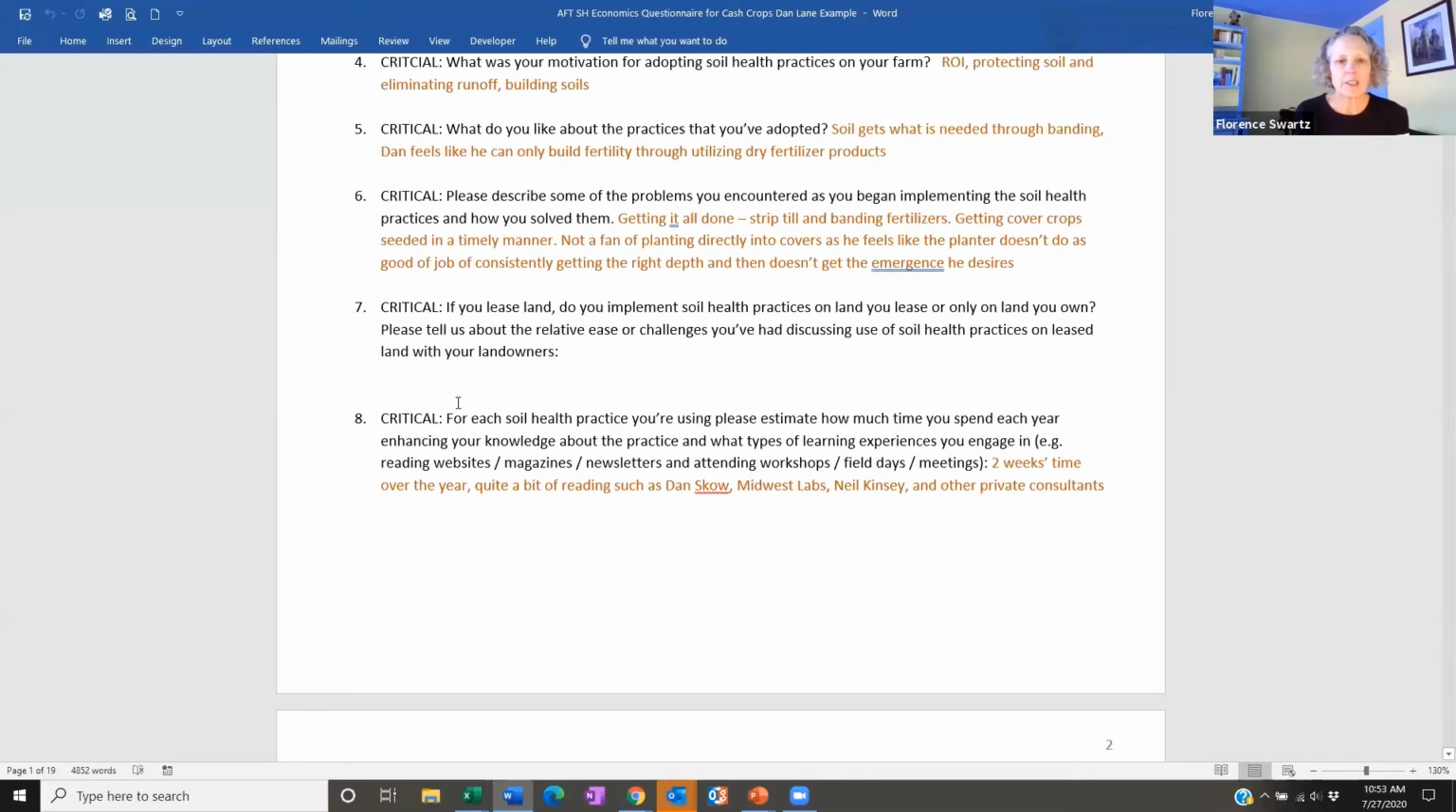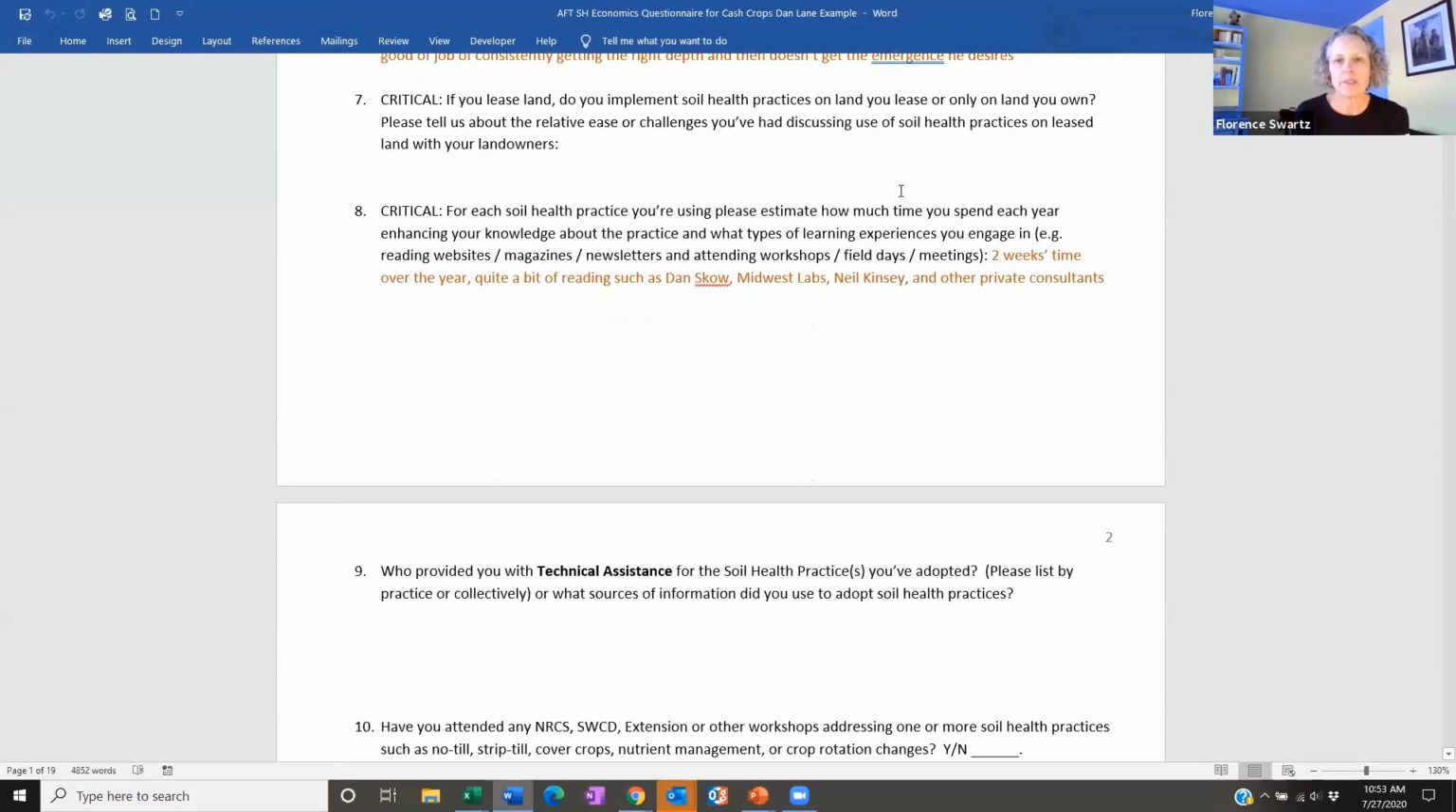We ask about leasing land on the farm. And this has to do with perhaps they had challenges in adopting soil health practices on the land that they were leasing. And so we want to hear about that.